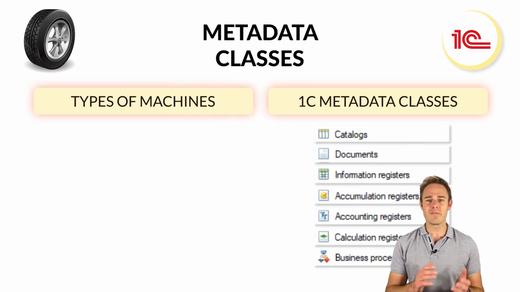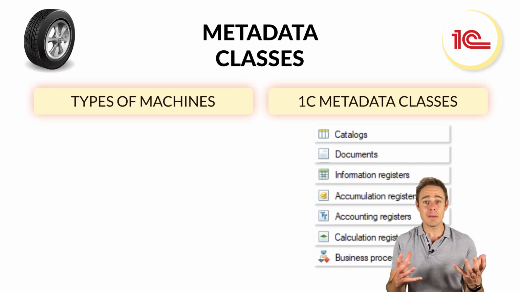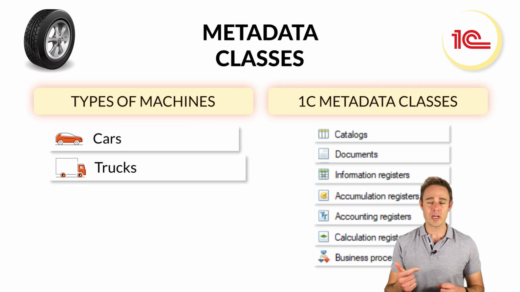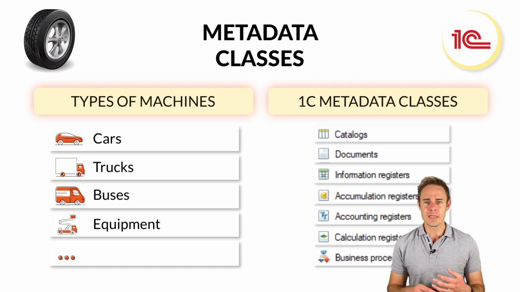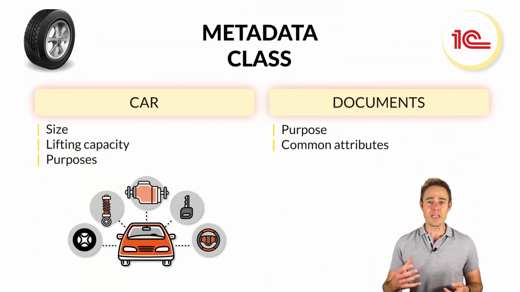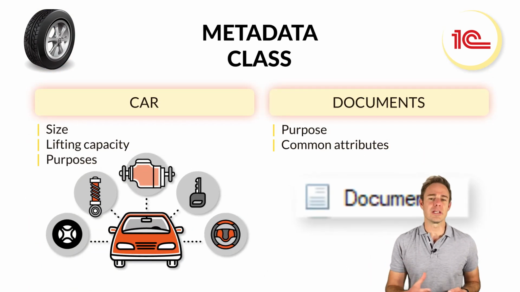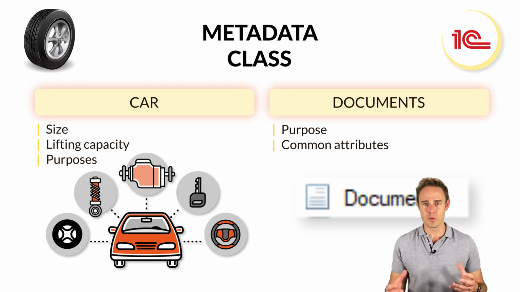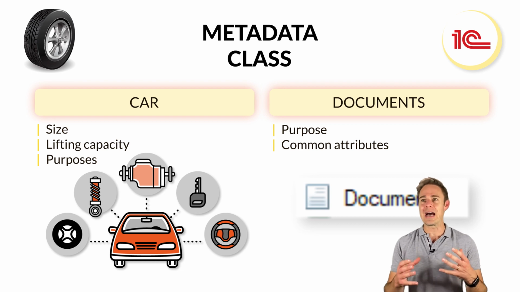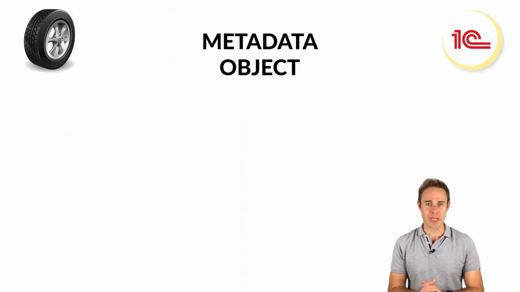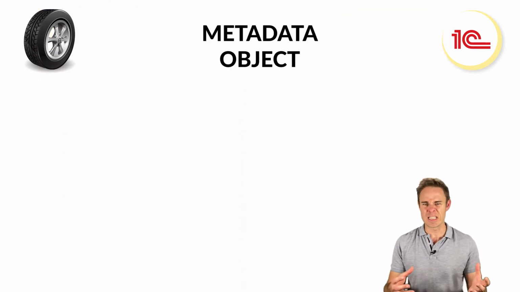So imagine we're in a factory and we can create different types of machines like cars, trucks, buses, heavy construction equipment, and so on. Each machine type has its own set of predefined characteristics, right? Now, when we start developing our car, we first have to choose the corresponding car type, or a template, if you will. To make a specific machine, we need to create an instance of this template. So we will make our own metadata object using a metadata class as an instance.